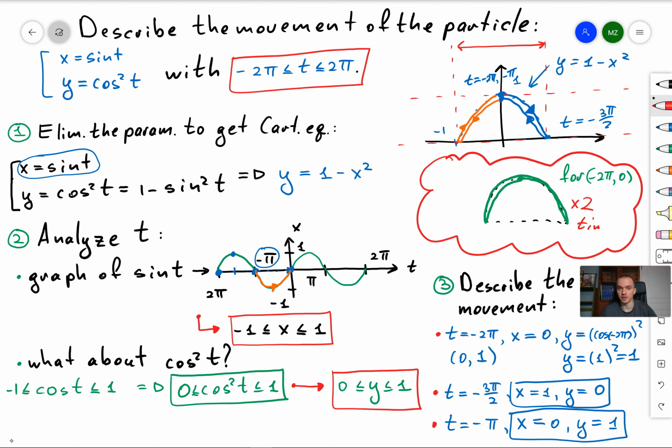But our t changes between -2 pi and 2 pi. So what is going to happen? We're going to repeat the same movement twice. And that is going to be the trajectory of our particle, which was described by that parametric equation.